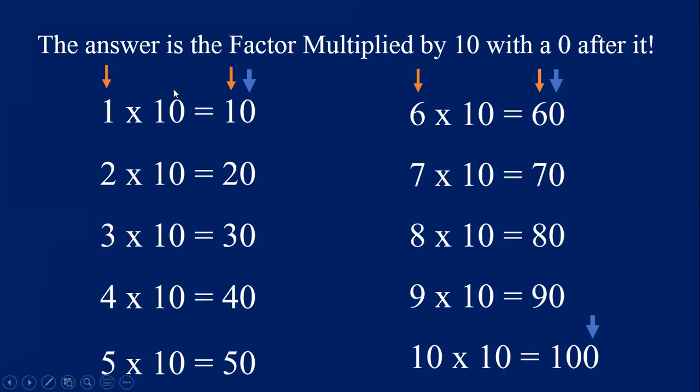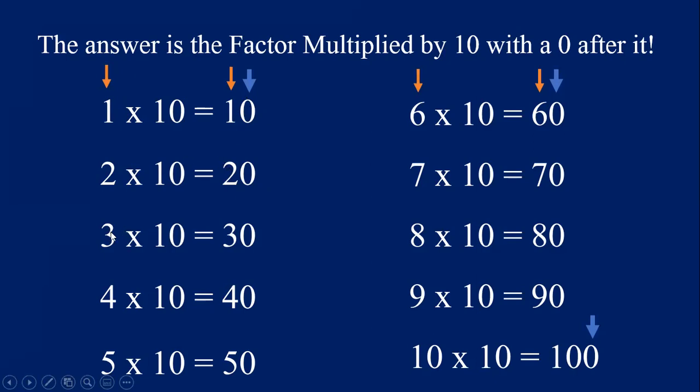So for 1 times 10, the answer is 10. The factor that we're multiplying 10 by is a 1, so that's the first number in our answer. And then we just put a 0 in the ones place right after that 1, and that tells us the correct answer of 10. Let's look at 2 times 10. 2 times 10 is 20. We have our 2, the factor that is not the 10, written first with a 0 after it. That's it. There's our answer. 2 times 10 equals 20.